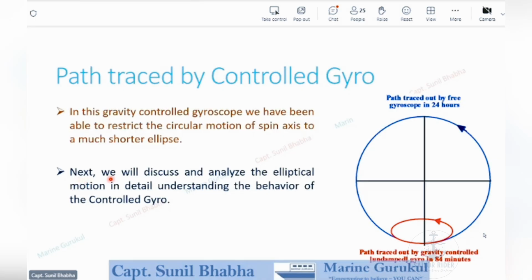Next we are going to discuss and analyze the elliptical motion in detail, understanding the behavior of the controlled gyro. Even now, when the gyro is moving on an elliptical path, which is much shorter as compared to the circular path traced out by the free gyro, the gyro has not settled yet on the meridian. Though moving very little as compared to a free gyro, it is still going eastward and westward of the meridian. So we will still need to make some further arrangement to make it point towards the meridian. For that, we will need to analyze the behavior of the gyro on the elliptical path.